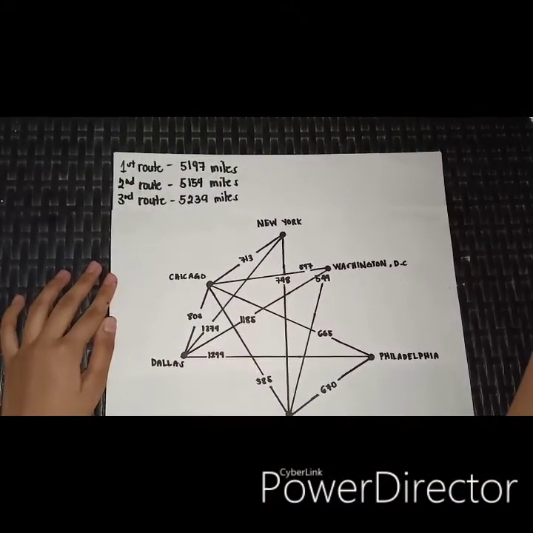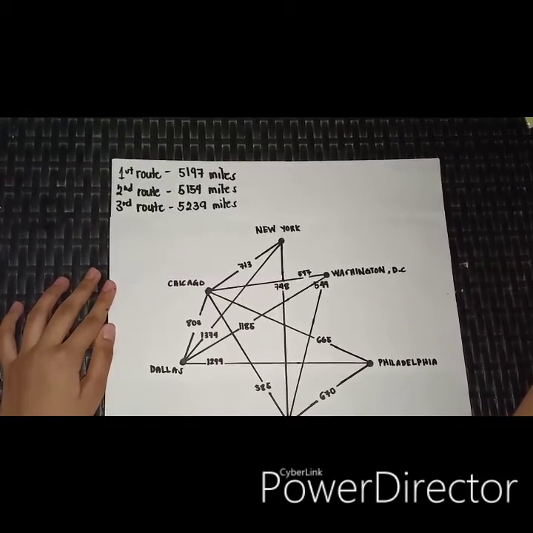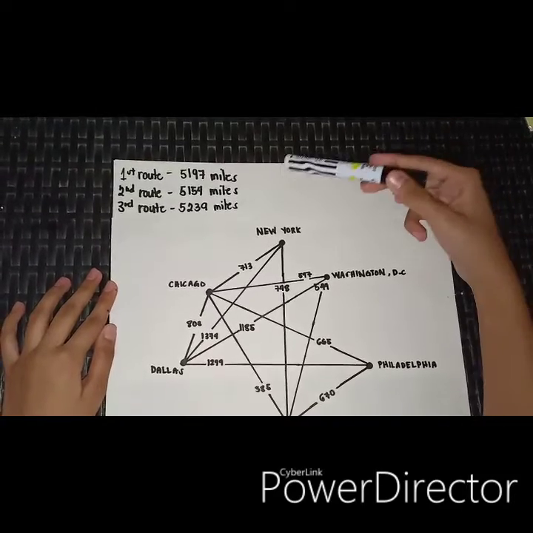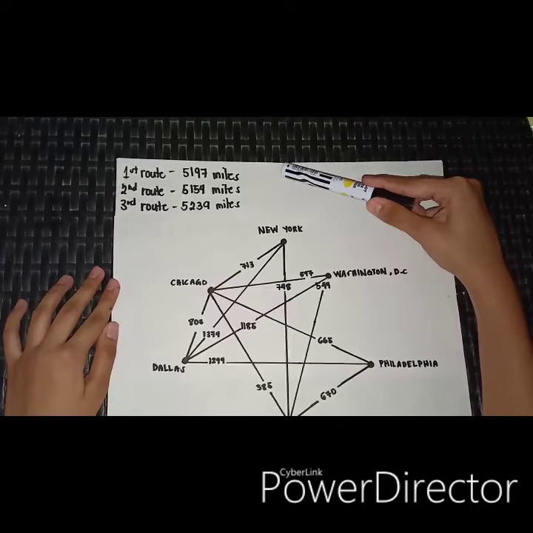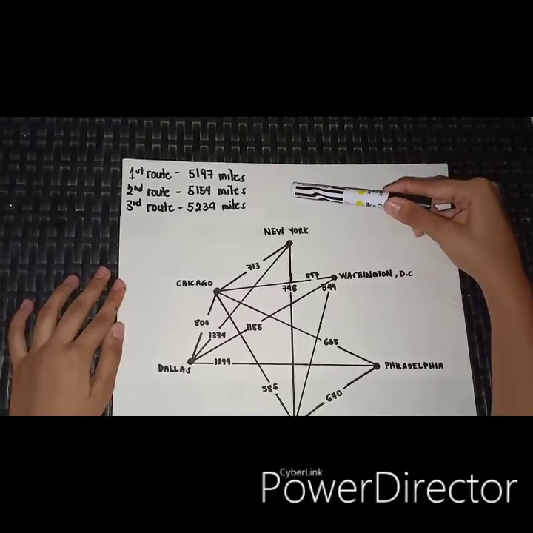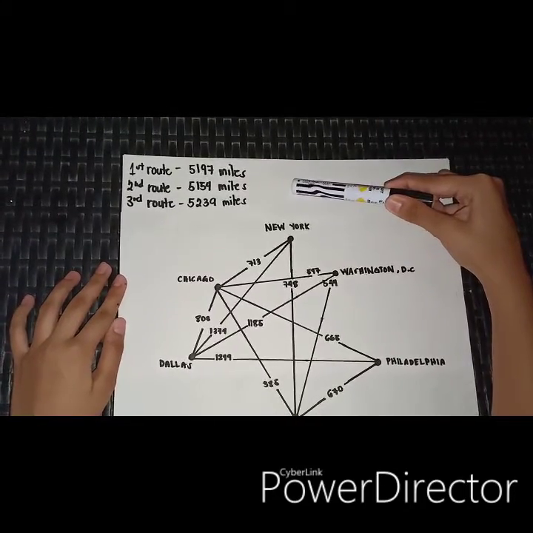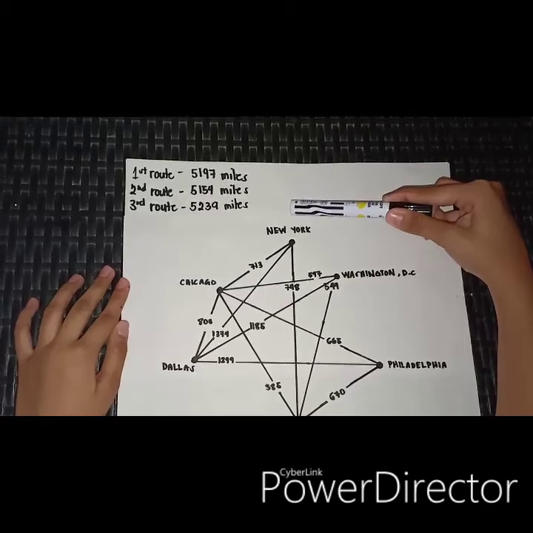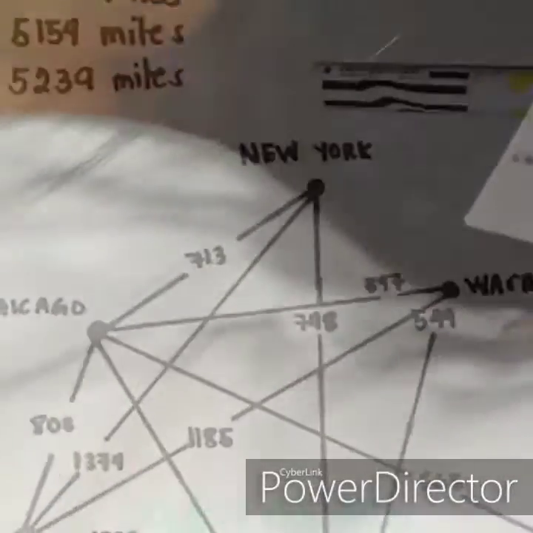So now we have identified the three different routes that the traveler could follow, with the first route of 5,197 miles, the second route of 5,154 miles, and the third route of 5,239 miles.